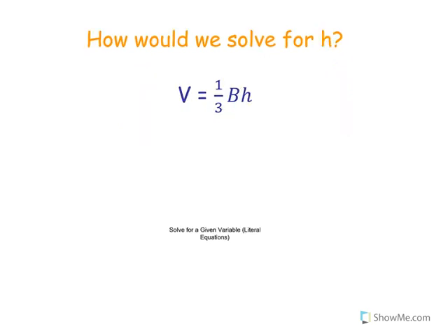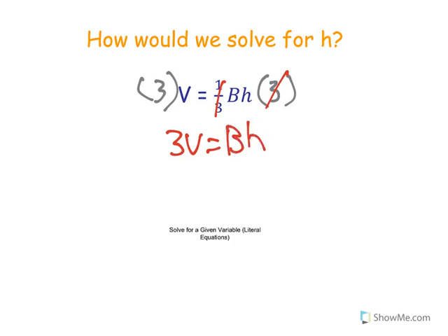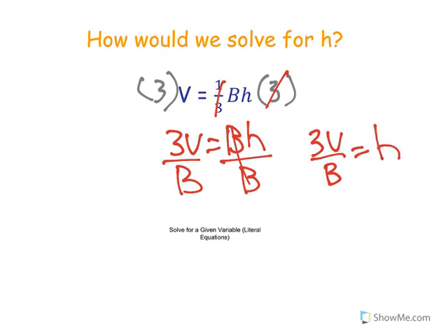All right, let's take a look at one more. So this one has a little extra to it. This is the formula for the volume of a cone, 1/3 times the area of the base times the height. So we have to do two things here. We have to eliminate that fractional coefficient by multiplying by the reciprocal. The reciprocal of 1/3 is 3. That's going to give me 3v is equal to bh. And if I'm solving for h, I need to divide both sides by b. So my final answer should be that h is equal to 3v divided by b.